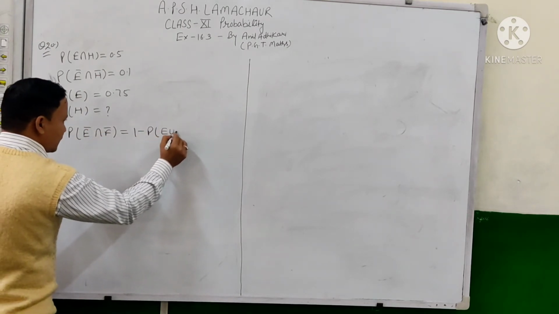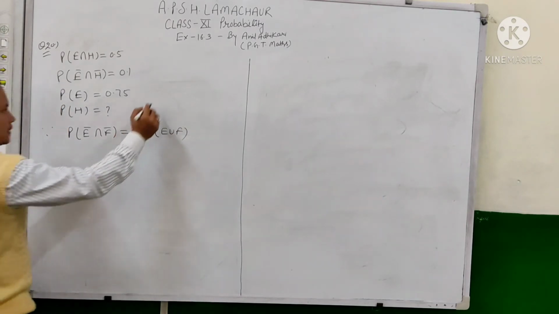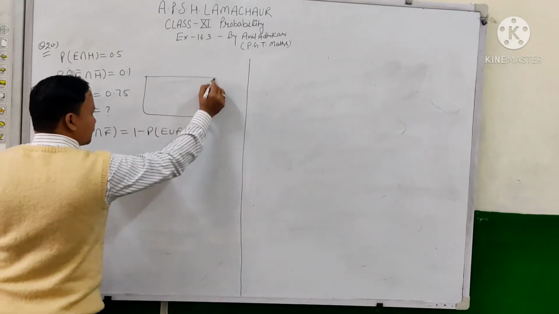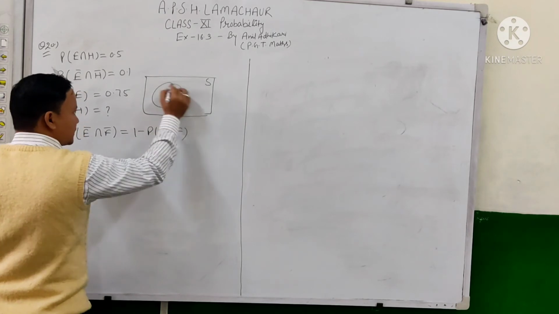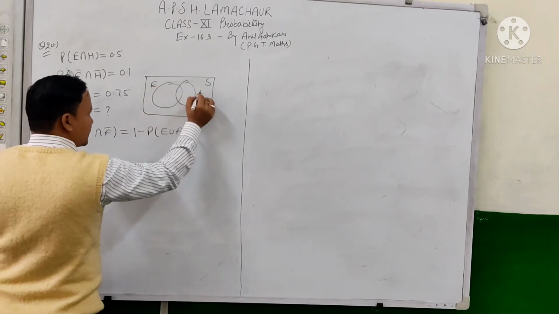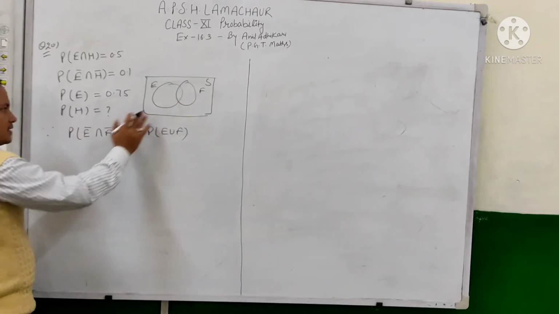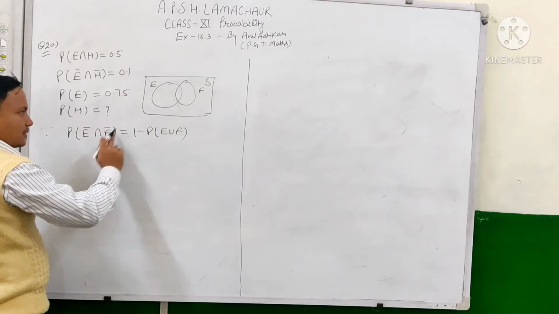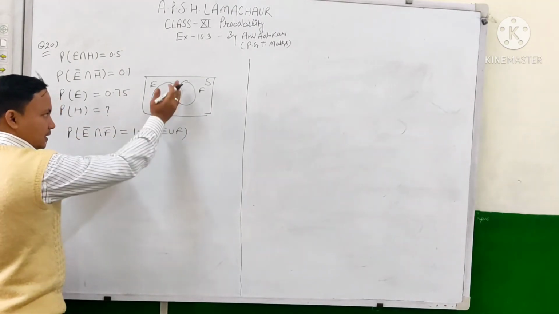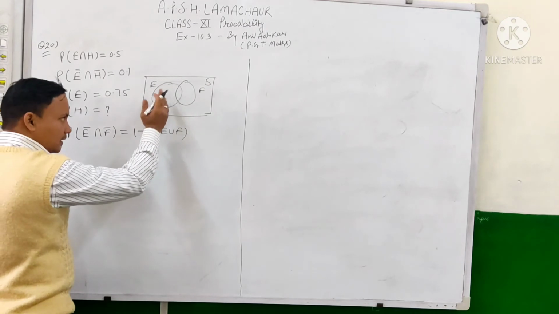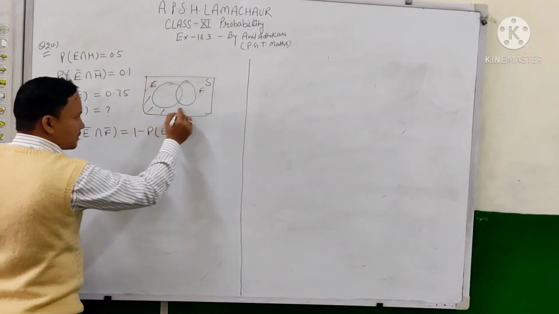of E union F. How did this come? Make a Venn diagram for it. Let this be the sample space, let this be E and let this be event F. Now see, not E means you have to remove E. Not F means you have to remove F. If you are removing E and F, then the intersectional part will be this one.